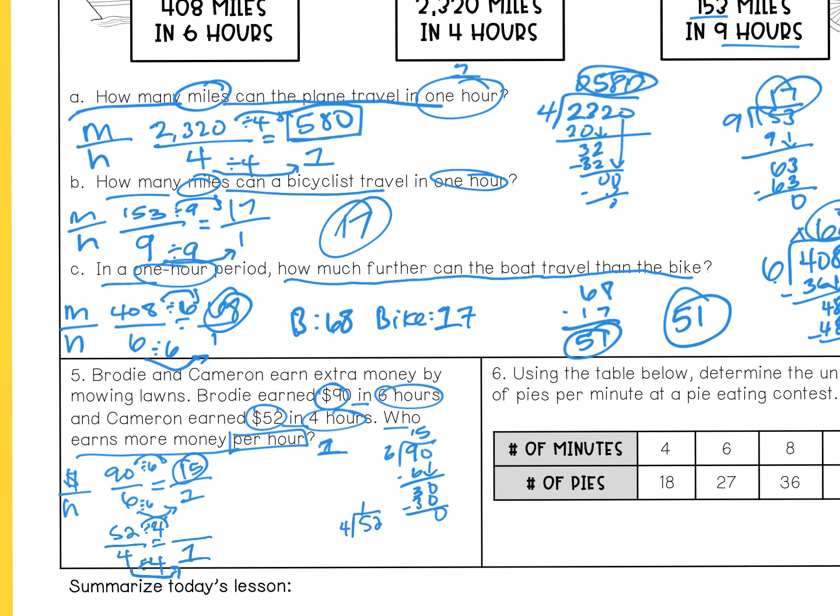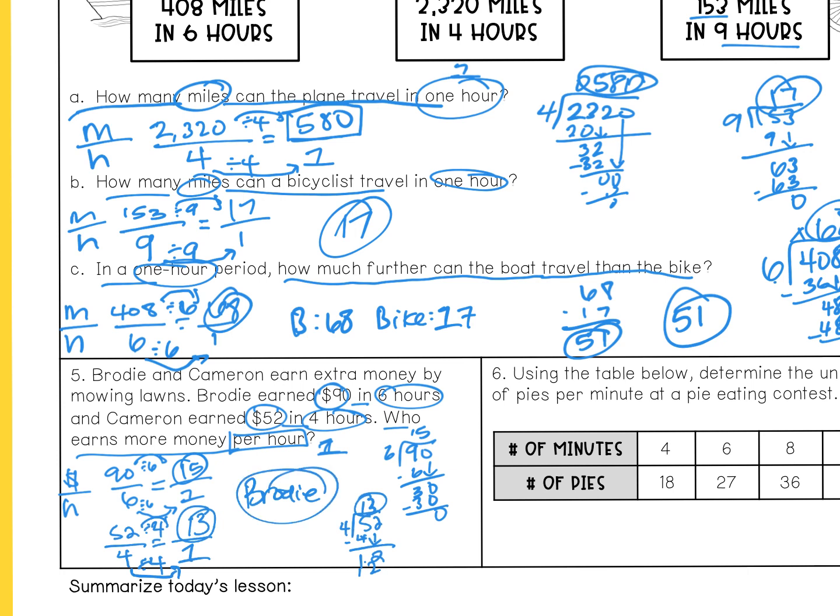4 goes into 5 one time. 4 times 1 is 4. Bring down your 2. 5 minus 4 is 1. 4 goes into 12 3 times. 3 times 4 is 12. Subtract it and you get 0. So we know that Cameron will make $13 per hour. So who makes more money per hour? Brody does.